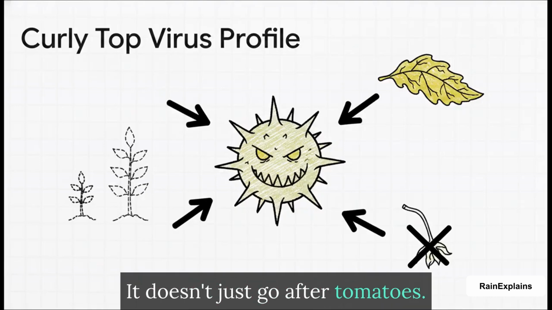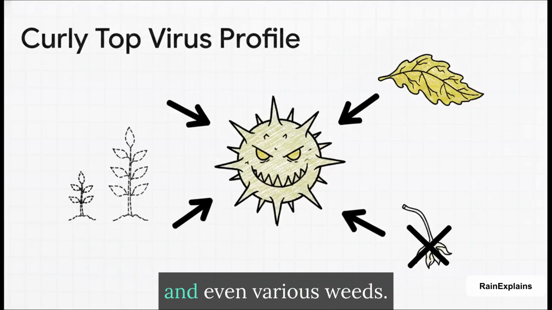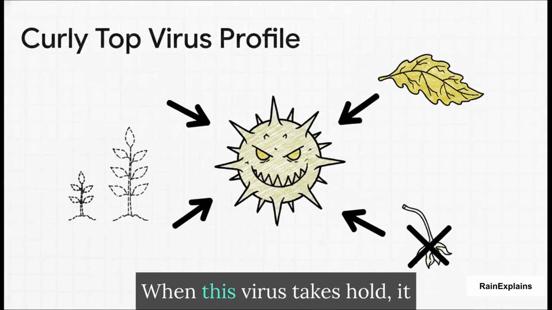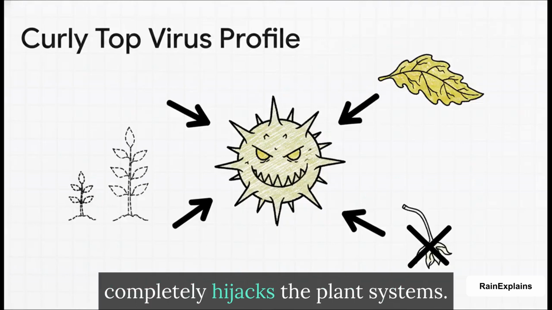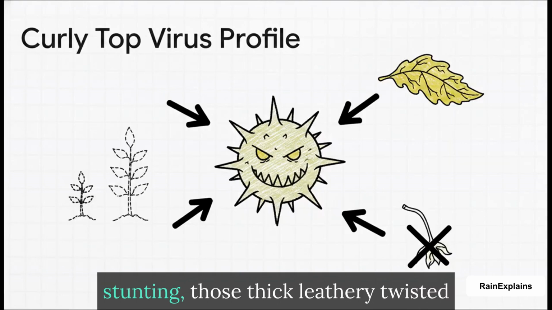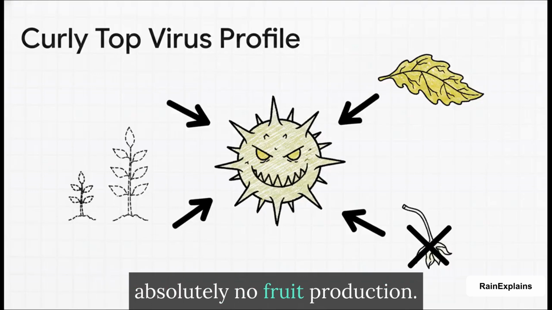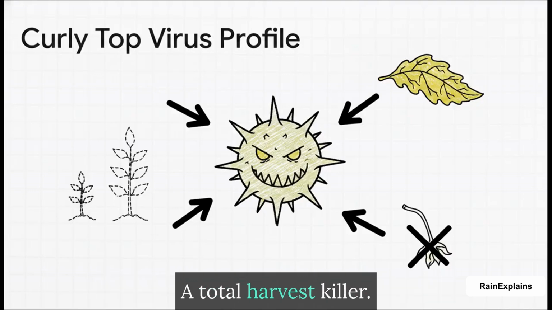It doesn't just go after tomatoes. It infects peppers, beans, spinach, hemp, and even various weeds. When this virus takes hold, it completely hijacks the plant's systems. You get that intense yellowing, severe stunting, those thick, leathery, twisted leaves, and worst of all for us, little to absolutely no fruit production. A total harvest killer.